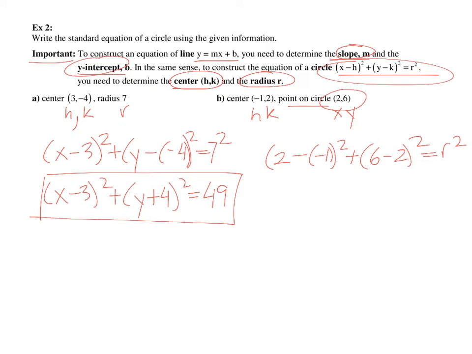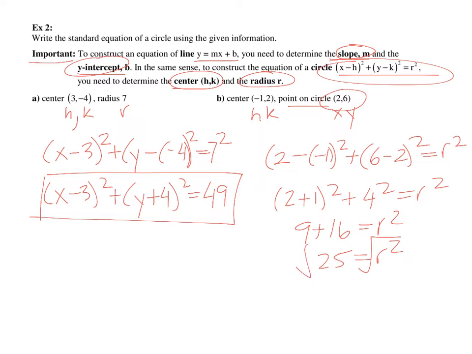I could solve for r. So I have (2 + 1)² + 4² = r². So I have 3², which is 9, plus 16 is equal to r². 25 = r². Take the square root of both sides. Don't need to worry about the negative case because you cannot have a negative radius. R is equal to positive 5.